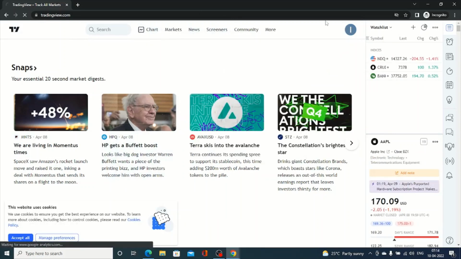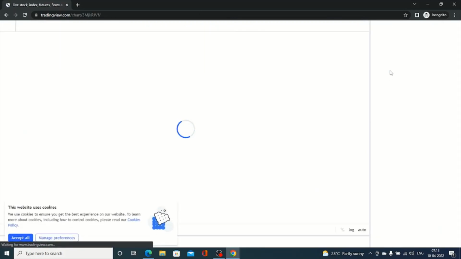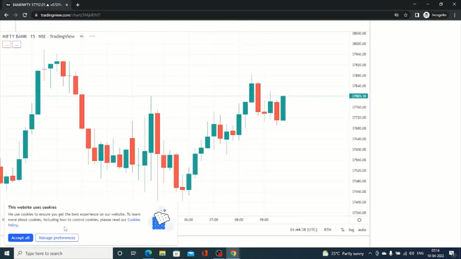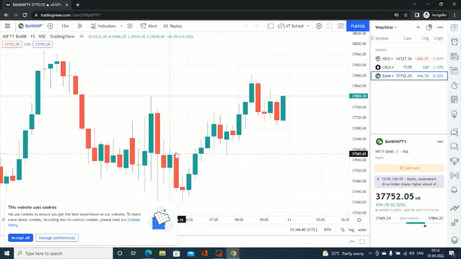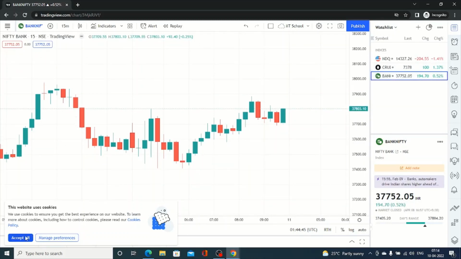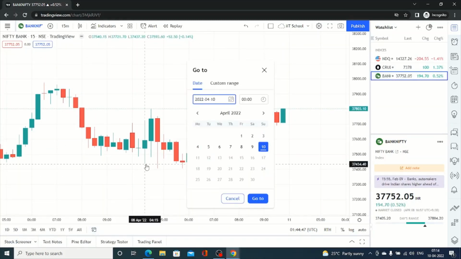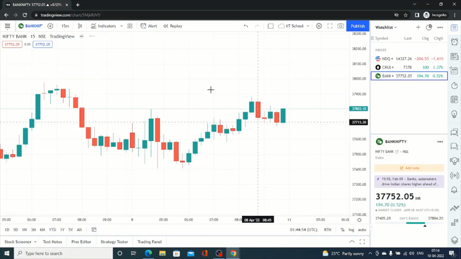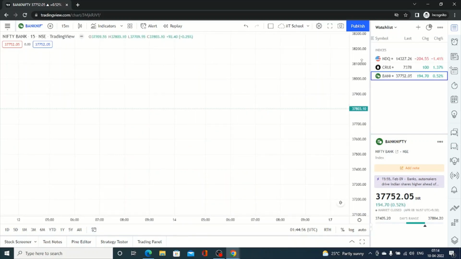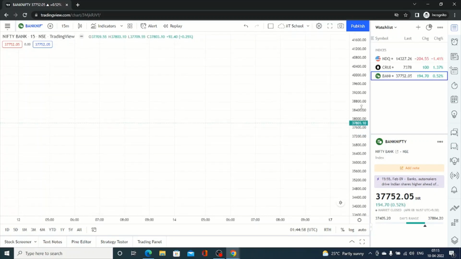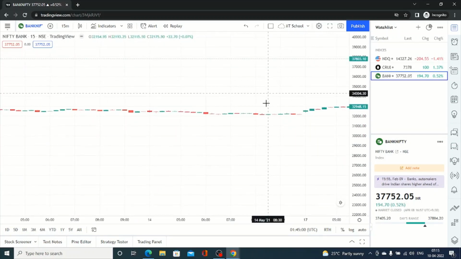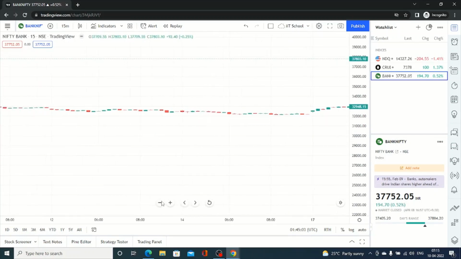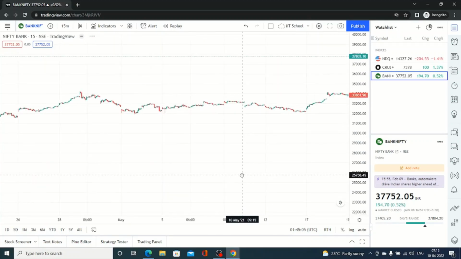Okay, coming to chart. Selecting Nifty Bank, and I'm going back to some random dates. May 13, only that day is selected. So that time where the market price was, it was around 32,948. Okay.